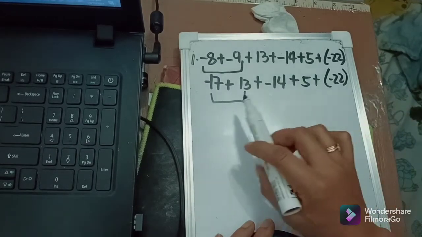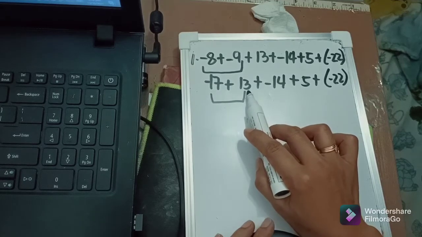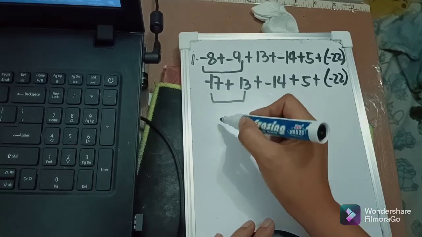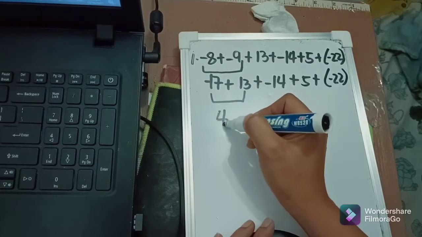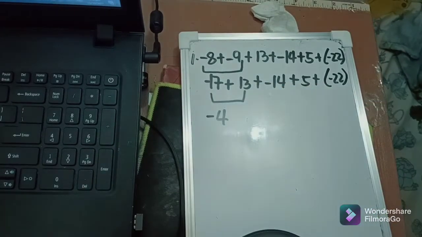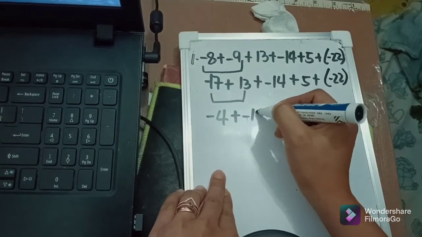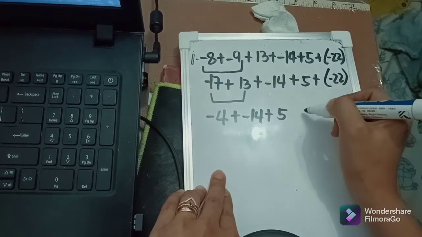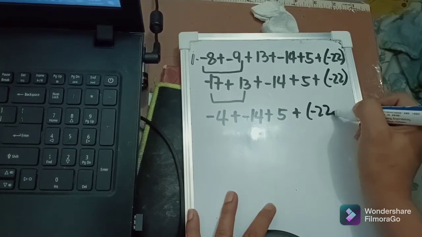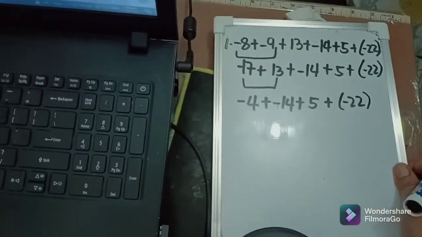Ito. Okay? So, since hindi magkapareho ang sign, negative 17, positive 13, we're gonna minus. So, 17 minus 13, that's gonna be 4. Okay? And then, mas malaki yung 17, kaya copy the sign. Then, just copy the rest of the problem: 14 plus 5 plus negative 22. Okay? Nagre-reflect ang ating ilaw.